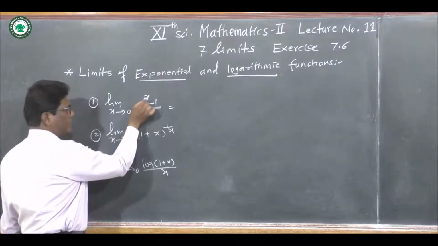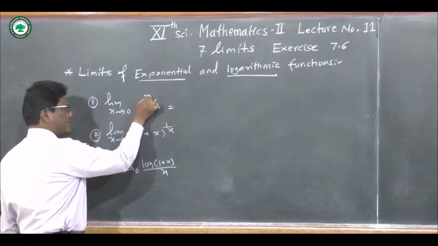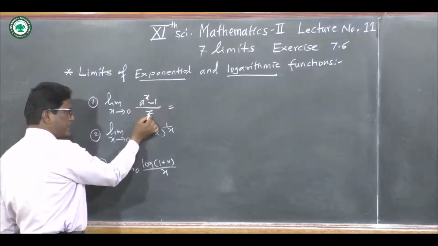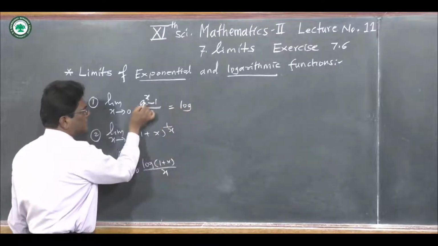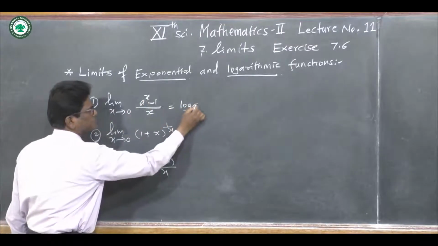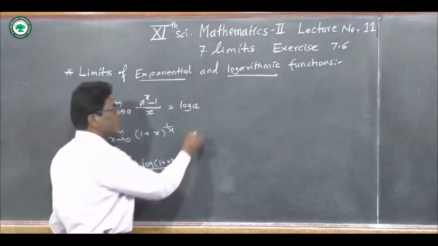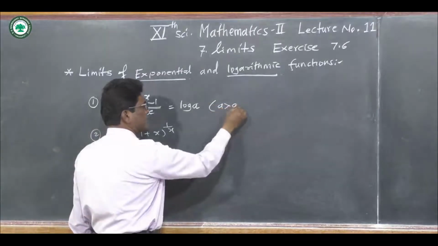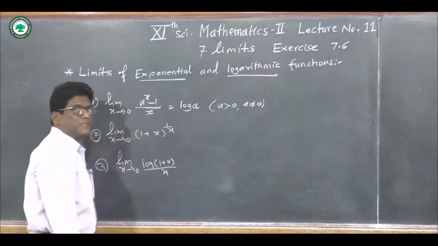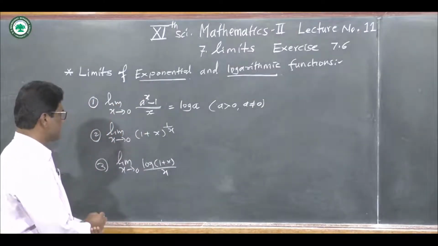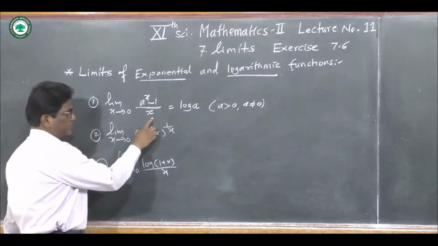So limit x tends to 0, a to the power x minus 1 upon x. See here, a to the power x, the power is x and it is divided by x, and x tends to 0. Then the value is log of a. Here a is greater than 0 and a is not equal to 1. a should be positive and not equal to 1. This is the first formula.